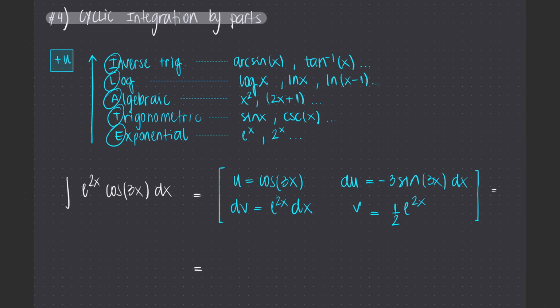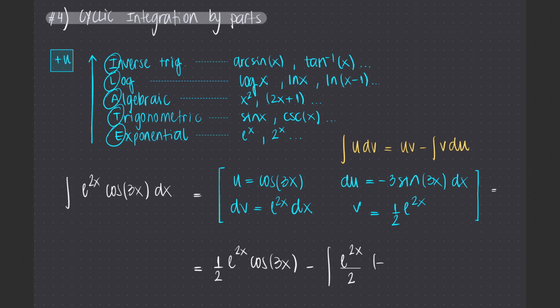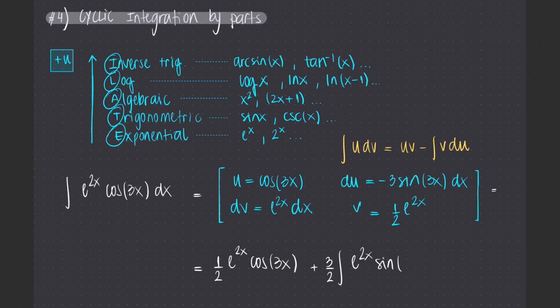Now we have u times v. So half e to the 2x cosine of 3x minus, and this is us already applying integration by parts, minus the integral of v, so e to the 2x times 1 over 2 times du, which is negative 3 sine of 3x dx. Now this can be simplified a lot if we move the constants outside the integral, meaning that we're going to have a positive 3 over 2 integral of e to the 2x sine of 3x dx.